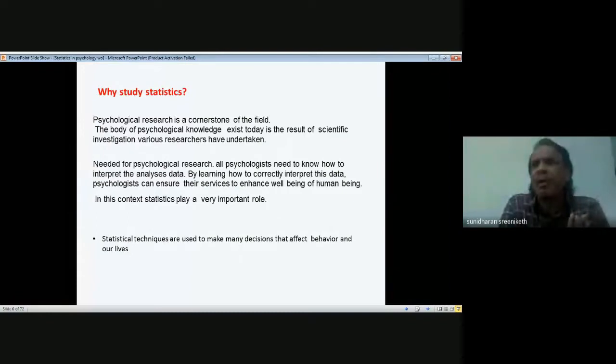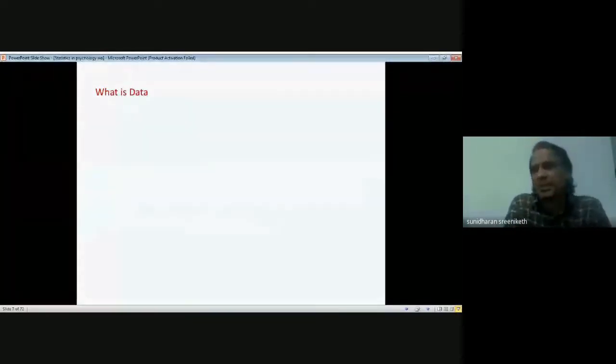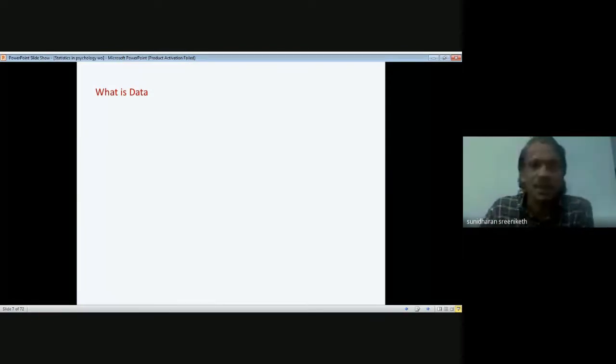And in the scientific, psychological way, we can say that statistical techniques are used to make many decisions that affect the behavior and experience of our lives. This technique is used to make a decision. We come to a conclusion, or a psychologist makes an inference about various aspects of the behavior, mental process and experience of the individual using different kinds of statistical techniques. In this way we can say that statistics is very important for the psychology field. In almost all fields of psychology, statistical techniques are used to analyze and interpret different kinds of data.